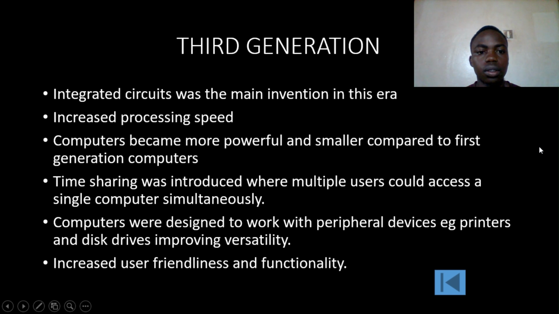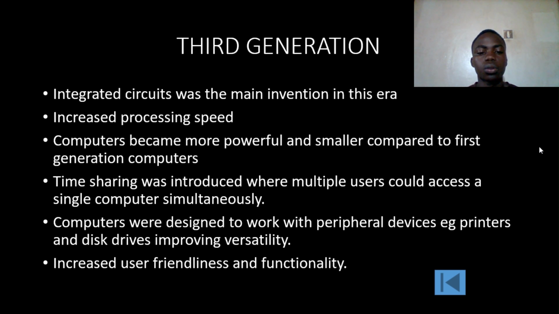Looking at the third generation, we see ICs, or integrated circuits, which were the main innovation in this era. We see increasing processing speed compared to the first and second generation. Also, the computers became more powerful and smaller compared to the first generation computers. Earlier on, the ENIAC, the main example in the first generation, was a very large computer taking a lot of space, but coming to the third generation and further generations, computers were being reduced in size. In the third generation, we see time sharing, whereby multiple users could access a single computer simultaneously.